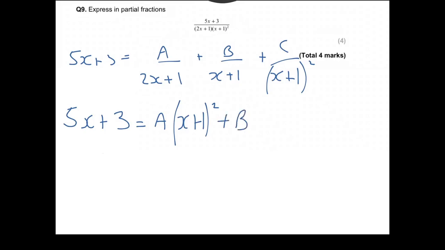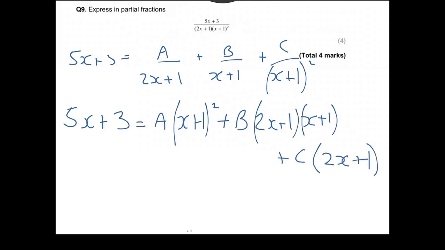All right, b. Now b has one of the x plus 1's, but it needs the x plus 1 squared, so we need to times it by 2x plus 1 and x plus 1 in order to get the squared bit. And last of all, I always run out of room in these. Last of all, c needs to be times by 2x plus 1 because it already has the squared part.